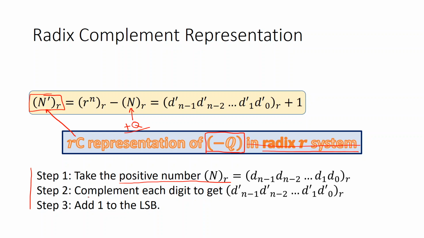Then we want to see what is the RC representation of minus q. That is what we need to find out. Nothing but the complement of this number n. So to complement it, we complement each digit, then add 1. That's all. So what is remaining here is to understand what is this positive number for the positive quantity. That is very simple. It is same as the binary.